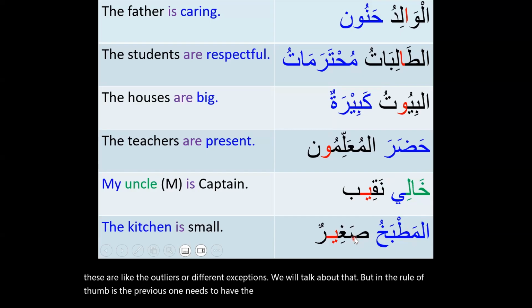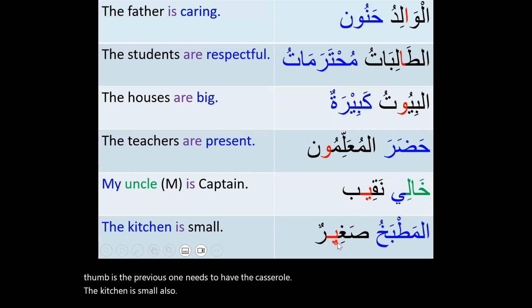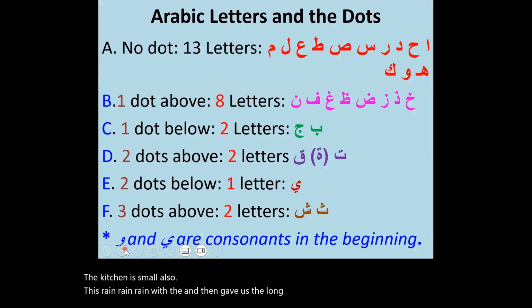المطبخ صغير. The kitchen is small also. See, صغير. غين, غين with the kasra, and then gave us the long vowel. Okay. That is in regards to how the long vowels affect the pronunciation of any word in Arabic.